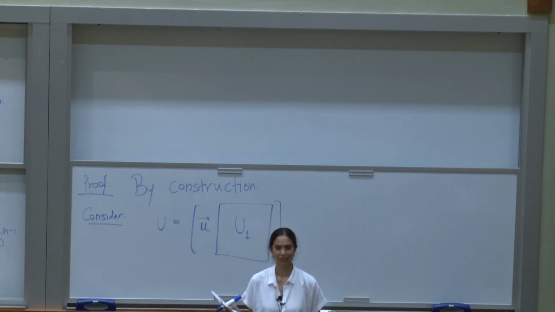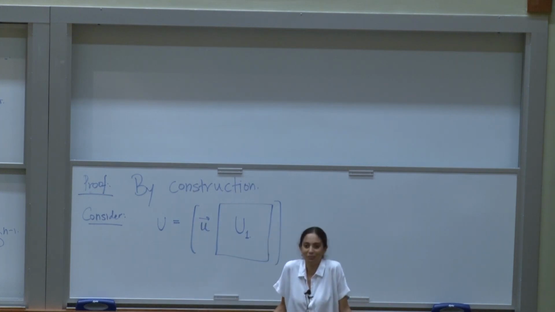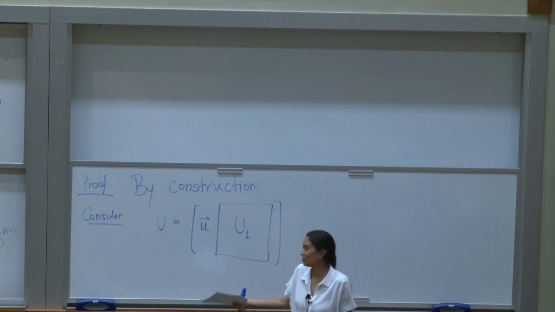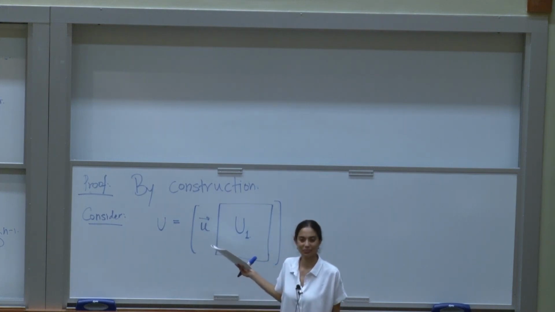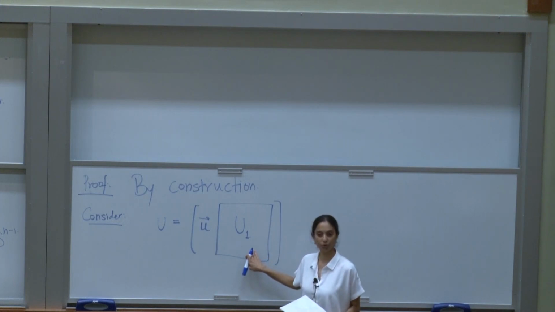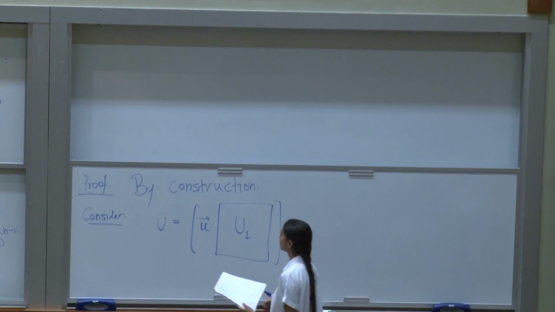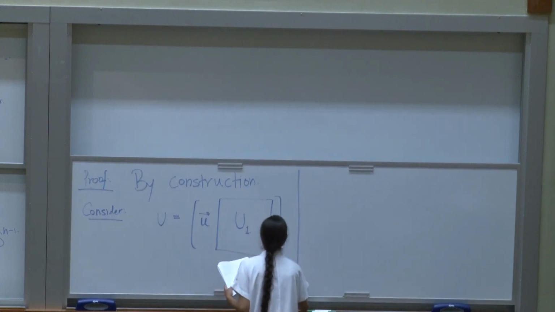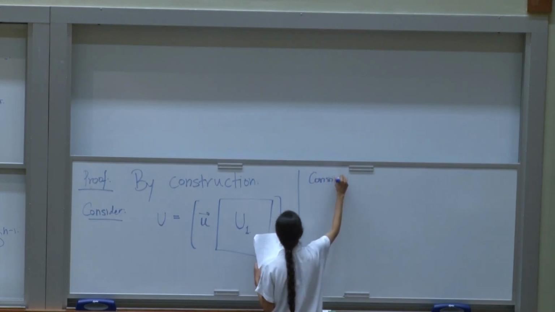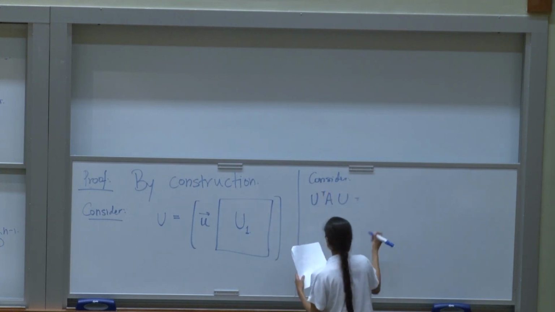I'm given one vector. What tools do we have? Gram-Schmidt, we don't have that much. So what are we going to do to fill out the rest of this matrix? We're going to use Gram-Schmidt to fill out a basis such that this is now an orthonormal matrix. So I have U times this, and now let me consider U transpose AU. What does this look like?